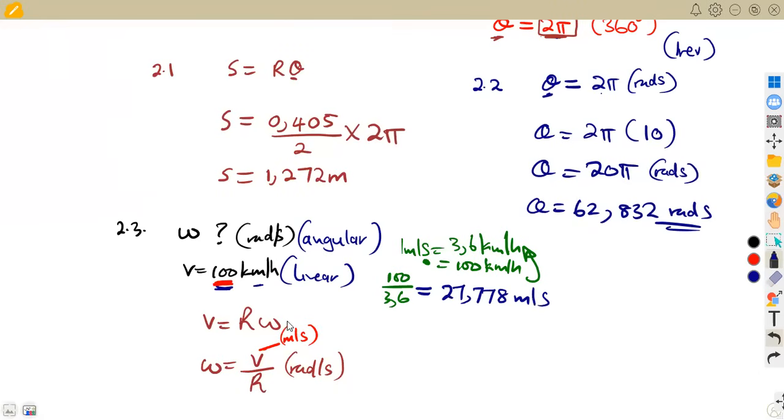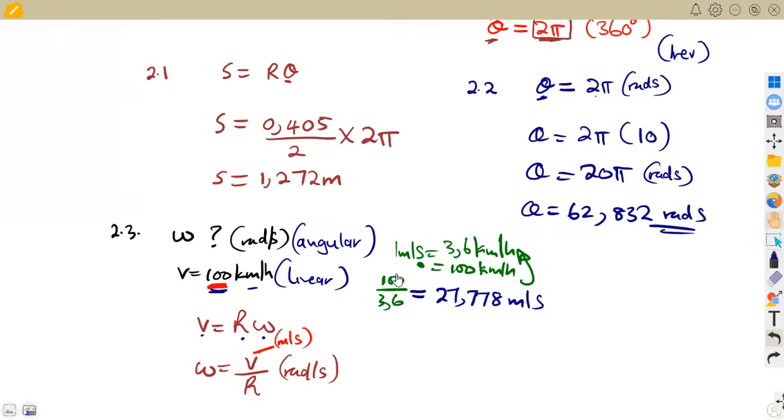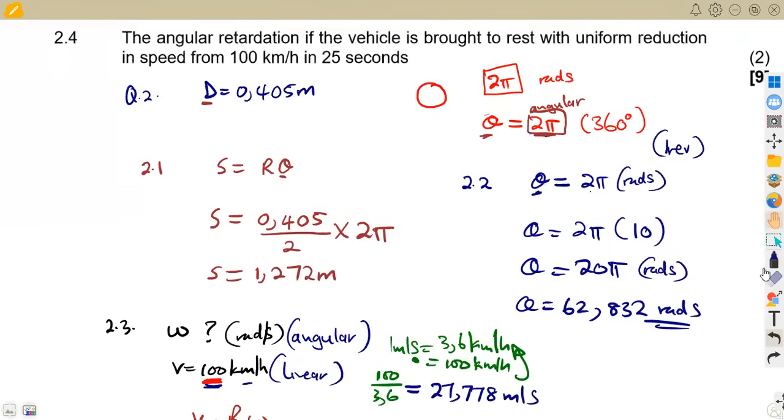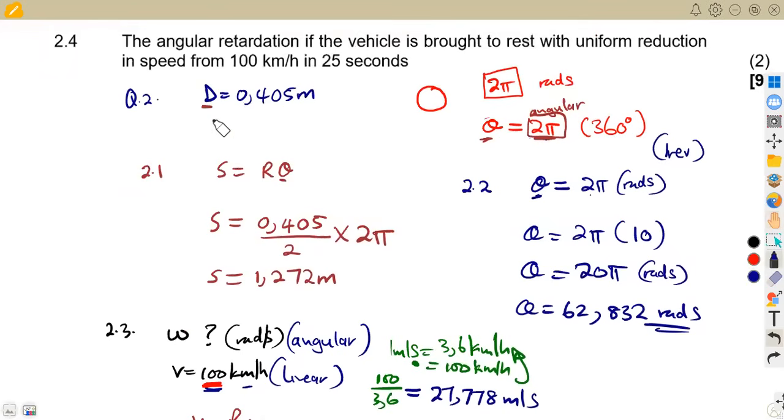So with this velocity, we have to divide by the radius, because we saw that V is equal to R omega, and as we want the omega, you have to find the radius. Remember here we said radius is simply diameter over 2. So from this value, what is going to be the radius? 0.405 divided by 2. So this will give us something like 0.2025 in meters. So this is our radius.